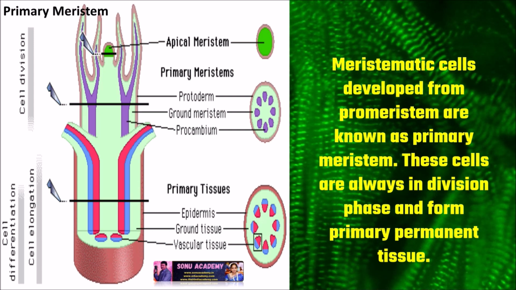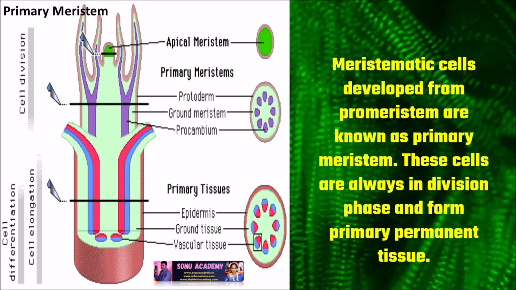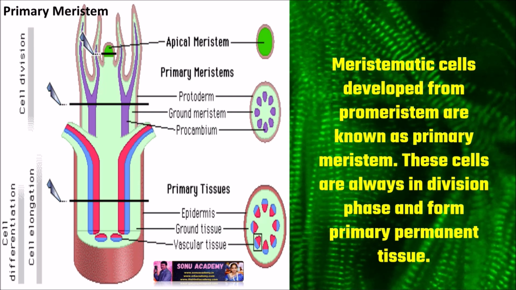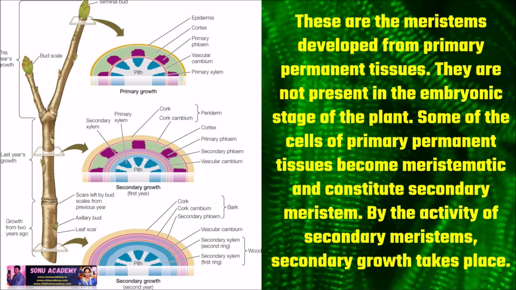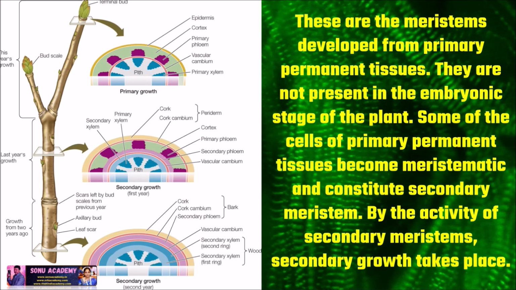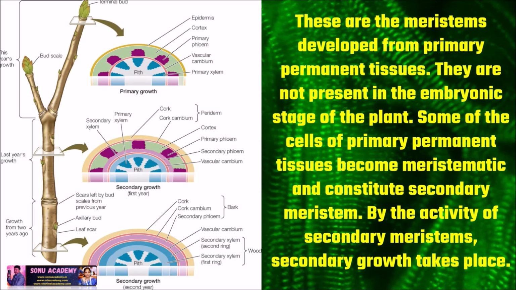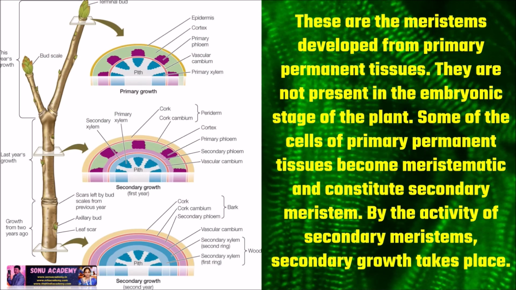Coming to the primary meristem. Primary meristem cells develop from promeristem. These cells are always in division phase and form primary permanent tissue. Secondary meristem: these are the meristem developed from primary permanent tissues. They are not present in the embryonic stage of the plant. Some of the cells of primary permanent tissue become meristematic and constitute secondary meristem. By the activity of secondary meristem, secondary growth takes place.